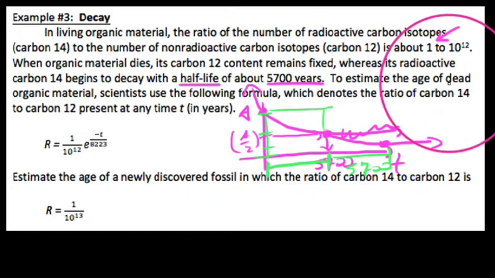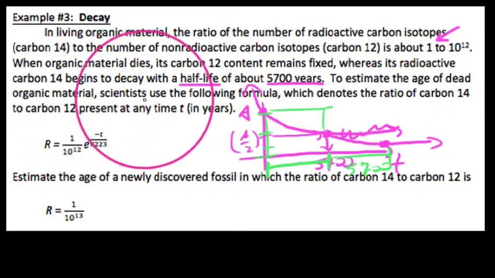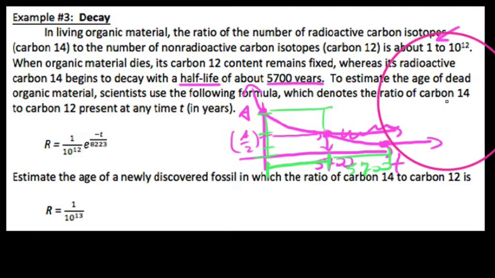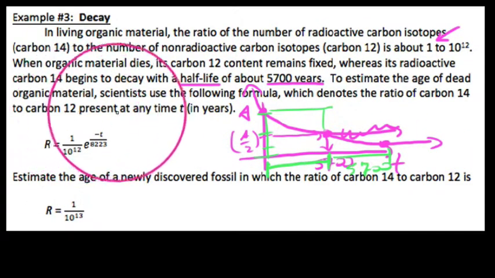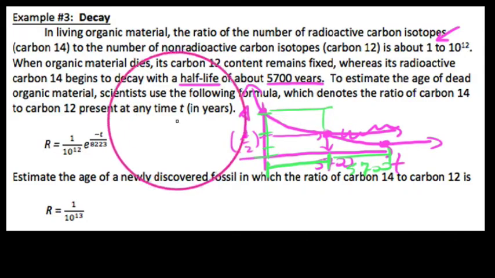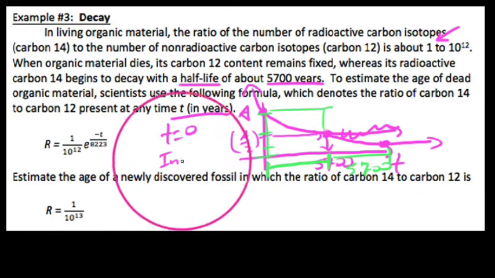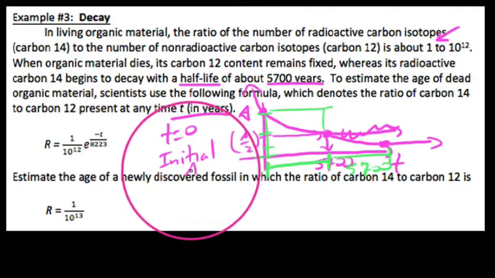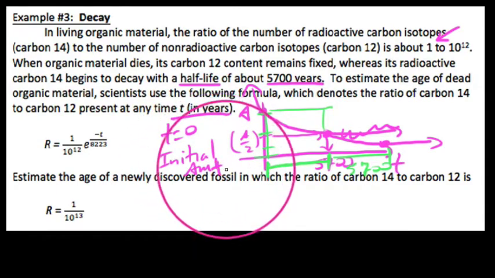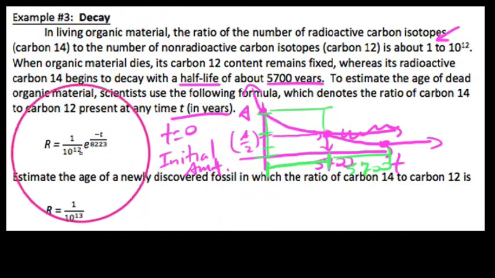So it says to estimate the age of dead organic material, scientists use the following formula, which denotes the ratio of carbon-14 to the ratio of carbon-12 present at any time t in t years. Really quick note, we say t equals 0, we usually allow to represent the initial amount. So one good thing to do is plug in 0 and see what you get for an initial amount and prove that you get this amount out front.